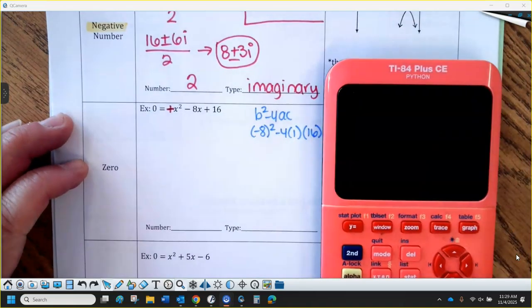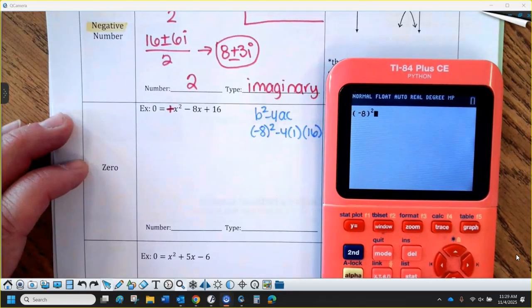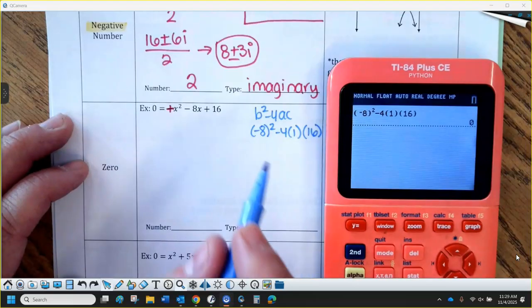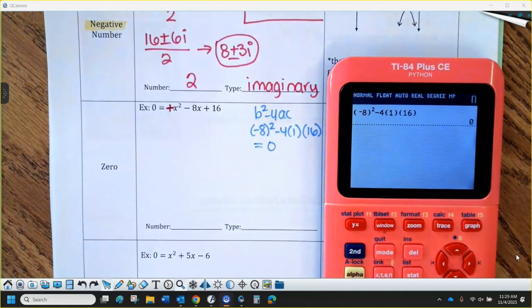You could do it by hand or on your calculator. So I'm going to do negative 8. Make sure if you're putting in a negative number to square it, you put the negative number in parentheses and then put the squared outside the parentheses, so that ensures it becomes a positive, which it should. Negative 8 squared is 64, minus 4 times 1 times 16, which is 64. So it's 64 minus 64. So the discriminant ends up being 0.